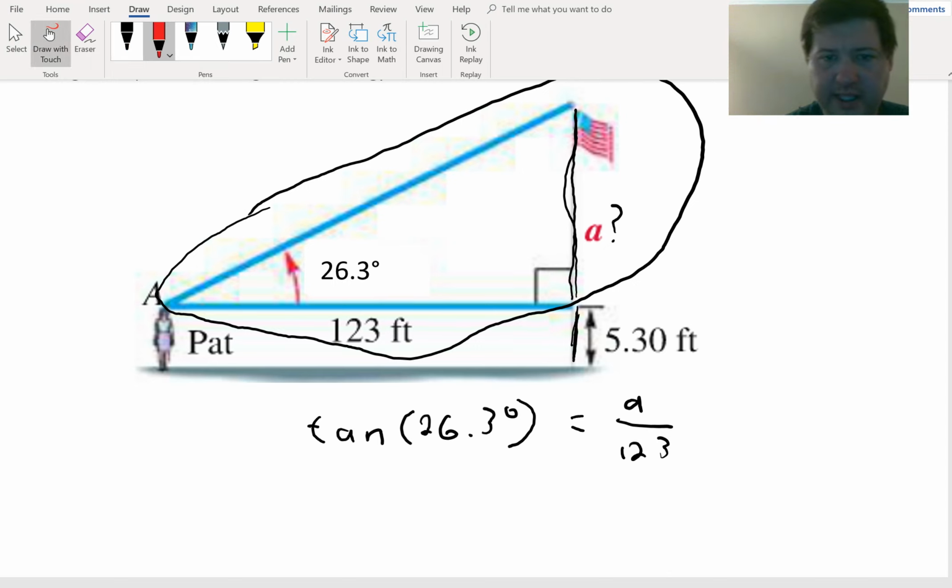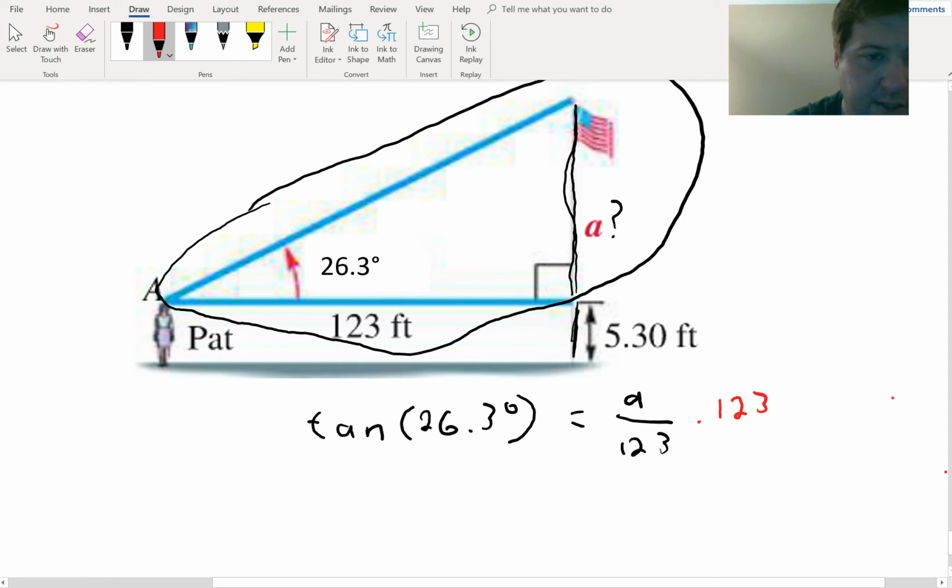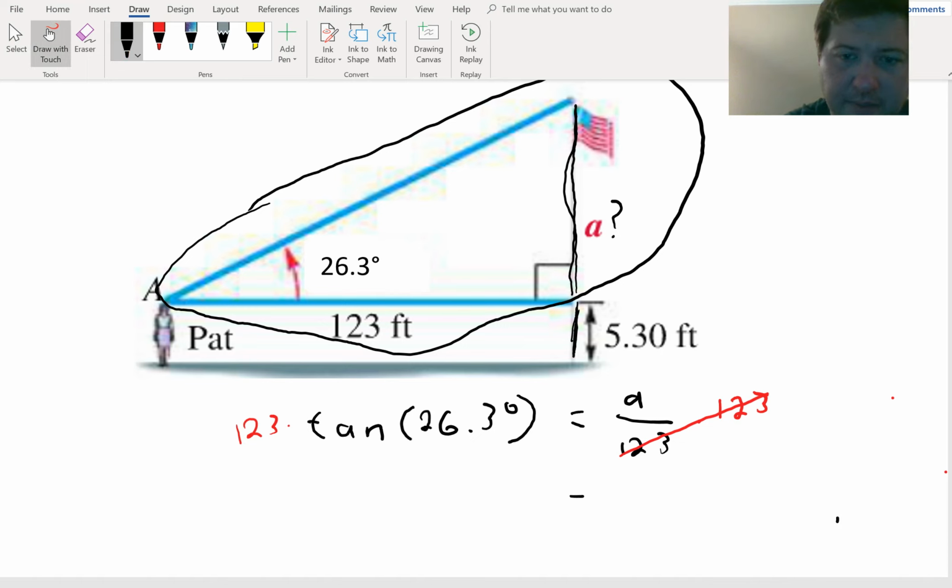Hopefully you're getting really comfortable with this because you're going to be doing it all semester. Probably the most common calculation, multiplying with that denominator to move it over to the other side and get it away from our variable. Get rid of this since we're multiplying and dividing by 123, and leaves us set up to do this all in one step. Yay! So let's see, 123 times the tangent of 26.3. 60.79 and a bunch of other decimals.